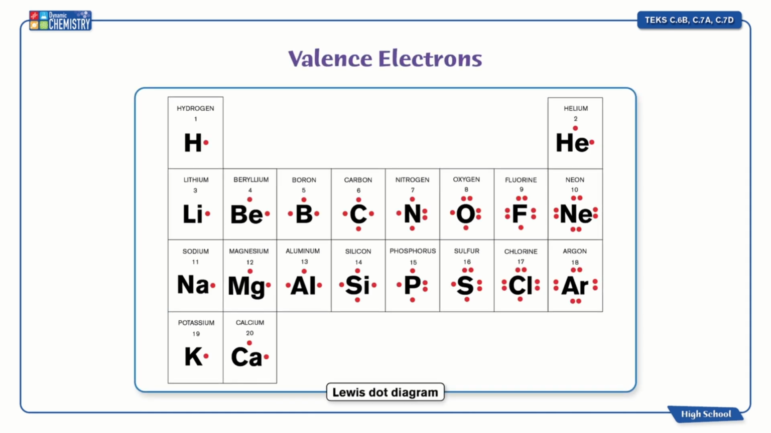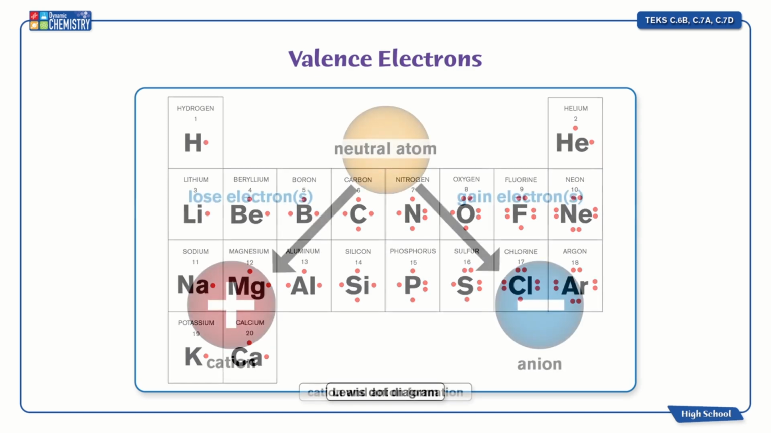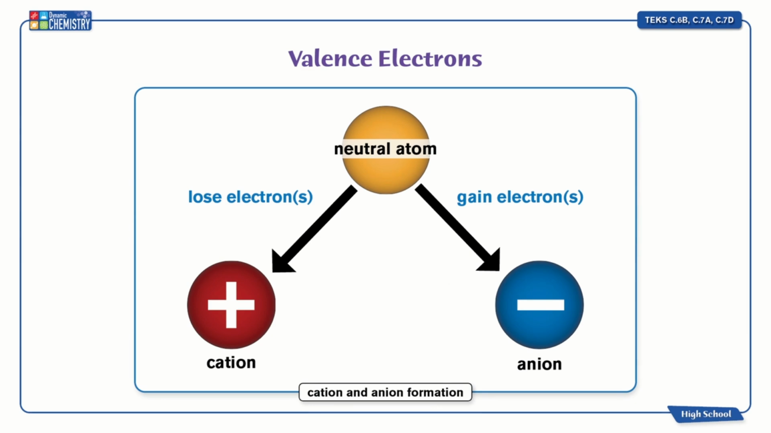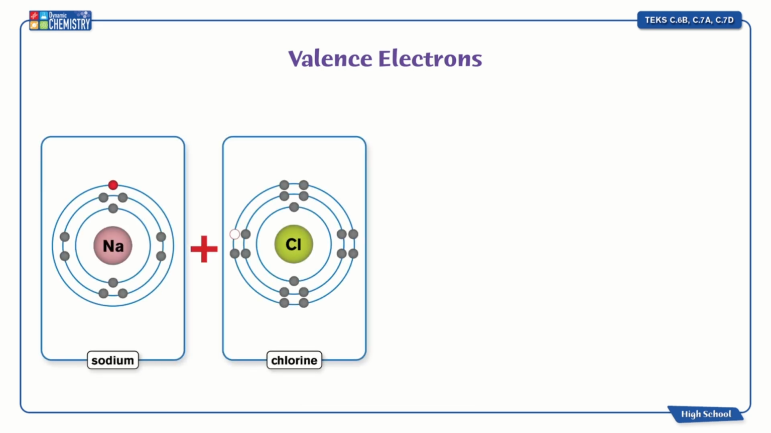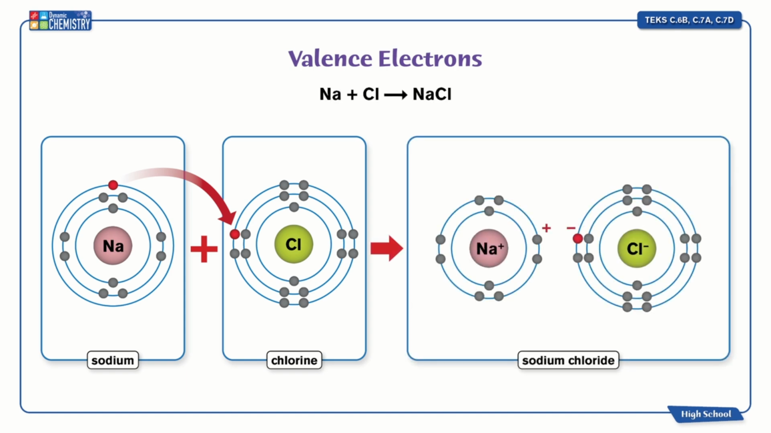Previously, you learned that the chemical and physical properties of elements are largely determined by the number of valence electrons in an atom. Valence electrons may be lost, gained, or shared to form new substances. Ionic bonds are formed between two or more atoms when electrons are transferred, producing a negative ion called an anion and a positive ion called a cation. This electrostatic attraction between these oppositely charged ions creates an ionic bond.